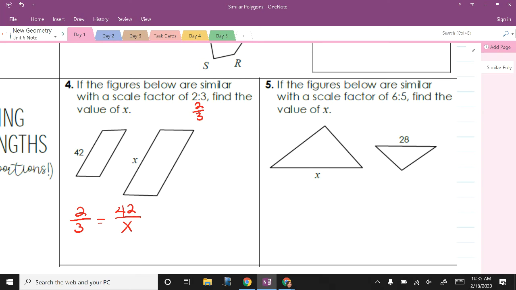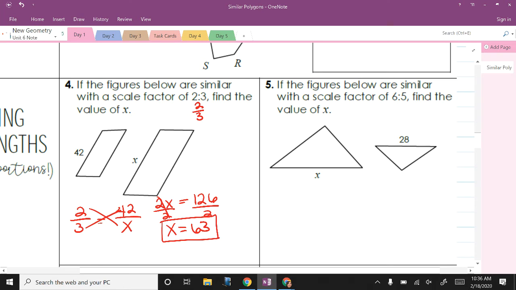How do we solve a proportion? Cross multiply. Very good. So 2 times x is 2x equals, what's 3 times 42? 126. And then how do I solve for x? Divide by 2 everywhere. And x equals 63. Yeah, calculators are our friends. And it did not tell us units, inches, or anything, so we're just going to leave it 63.